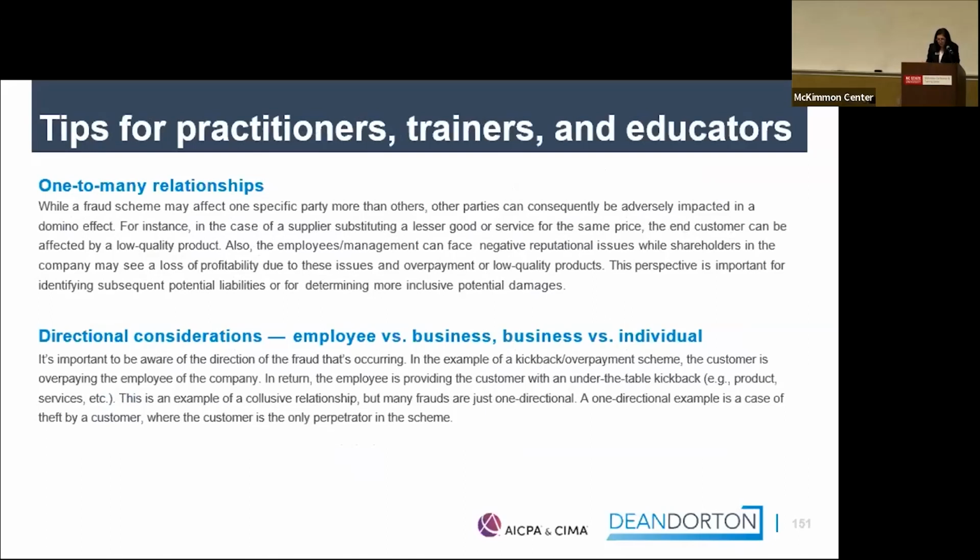In terms of tips for practitioners, in terms of one to many, this is just thinking about how one fraud can hurt many. Like in financial aid fraud, if fraud occurs, it could divert assets from many students. So one instance could harm many people.